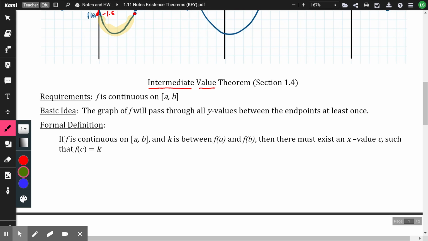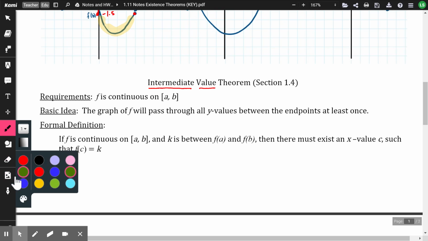Here's our official definition. Our requirement is that f has to be continuous on this closed interval. The basic idea is that the graph of f will pass through all of the y values between those y value endpoints at least once. The formal definition says that if f is continuous on the closed interval from A to B, and k is between f of A and f of B, then there must exist an x value c such that f of c is k.